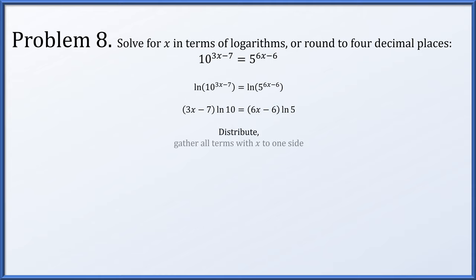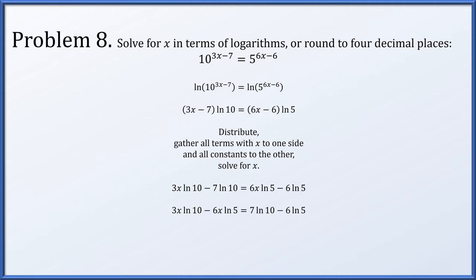So we're going to distribute both sides. We're going to gather all terms that have x to one side, all of the constant terms to the other. And remember, log of 10 and log of 5 are just constants. Then we can solve for x. So distributing on the left, we get 3x log 10 minus 7 log 10. And on the right, we get 6x log 5 minus 6 log 5.